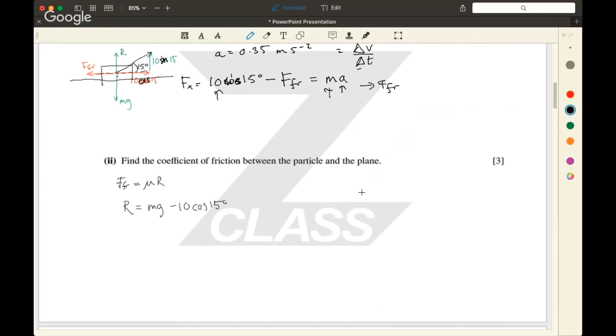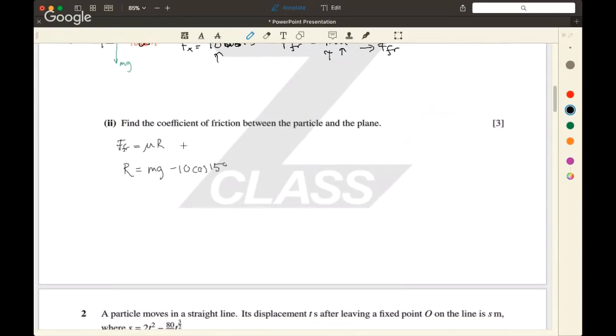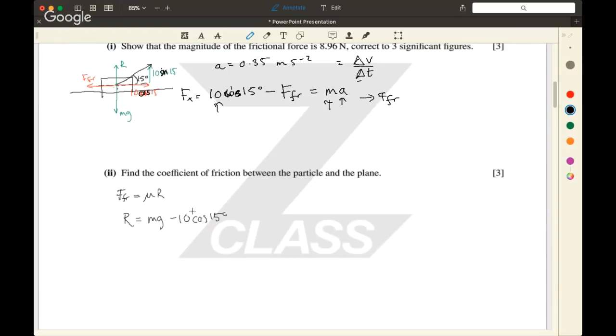No problem. So now we use the force of friction is equal to mu times r, and this fact that r is mg minus 10 sine of 15. And as you can see, we know what the force of friction is. We know what r is because we know what mg is, and we know what 10 sine 15 degrees is, and therefore we can solve for mu.